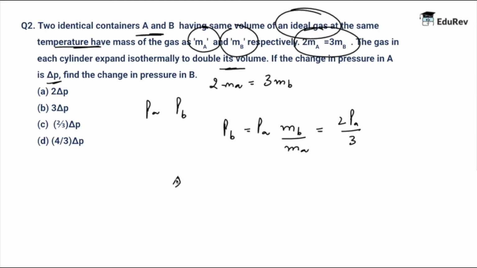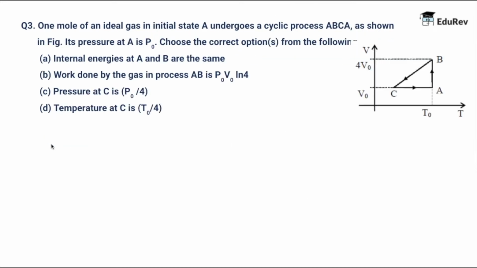So delta PB will be equal to 2 by 3 delta PA, which is going to be nothing but 2 by 3 delta P. Hence, the answer is option number C, that is 2 by 3 delta P. I hope you people have understood how to solve question number 2. So without further ado, let's see what question number 3 says.